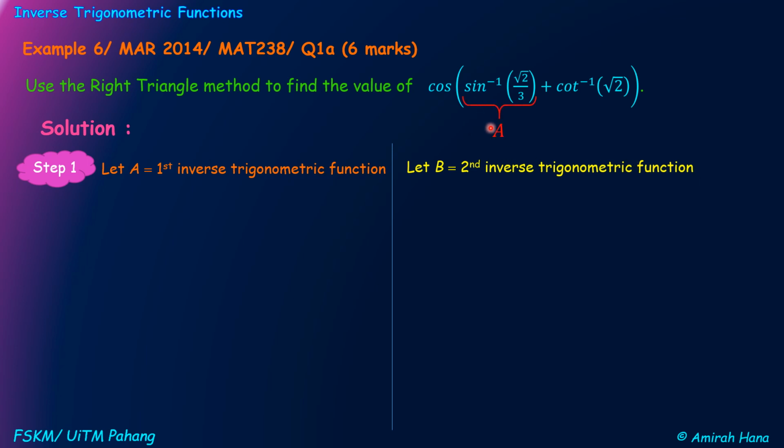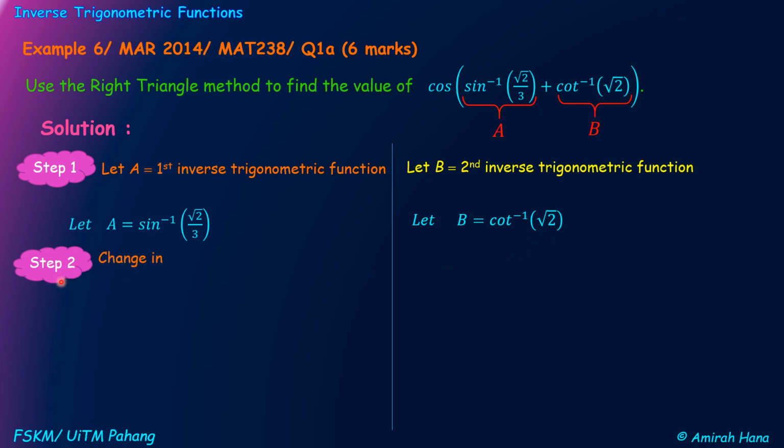So from here, our A equals inverse sine sec2 over 3. Sec2 over 3 comes together with inverse sine. That's why we let A equal inverse sine sec2 over 3. And the second inverse trigo equals inverse cot sec2. We let that be B. Sec2 comes together with inverse cot. That's why we write B equals inverse cot sec2. Then we can write here, let A equals inverse sine sec2 over 3 and let B equals inverse cot sec2.